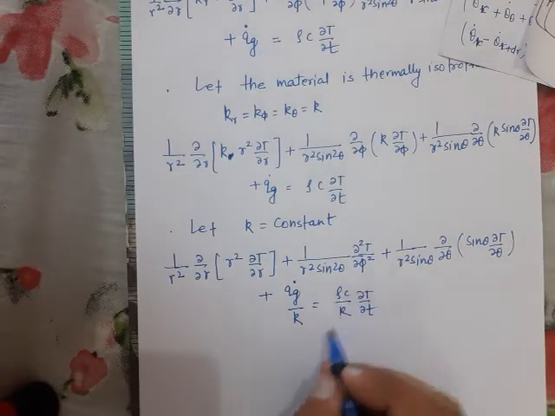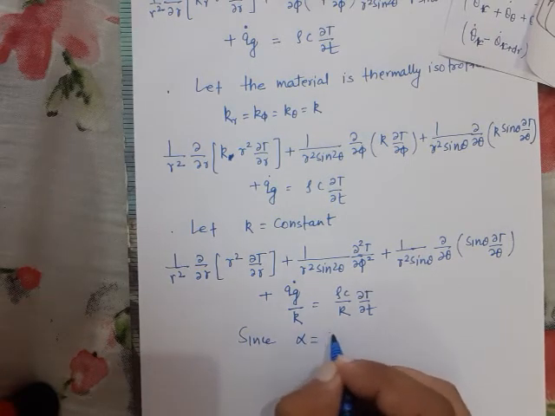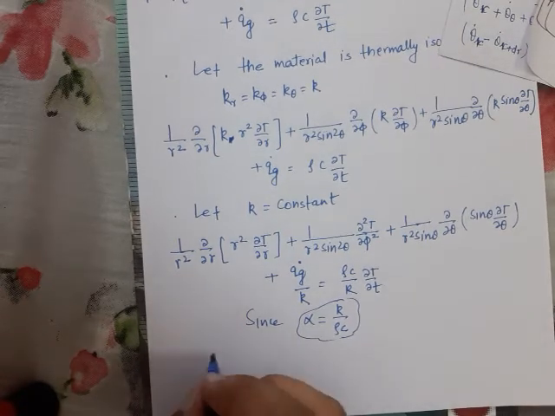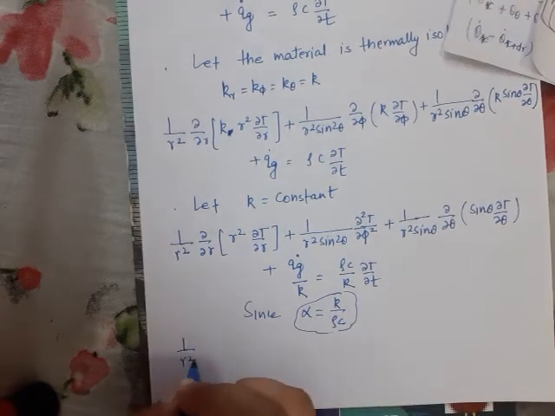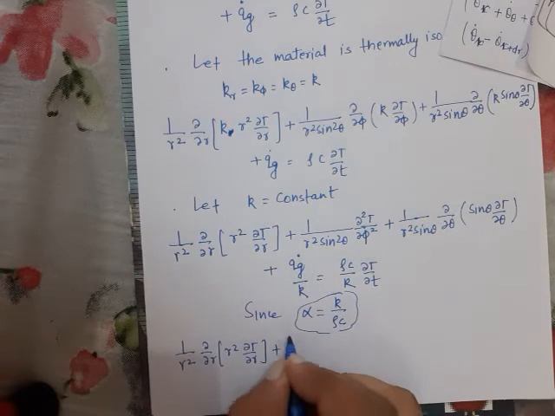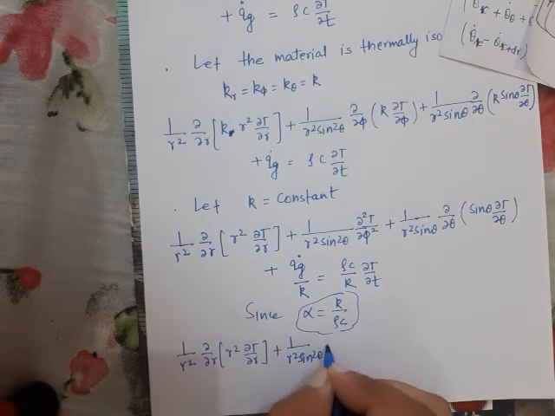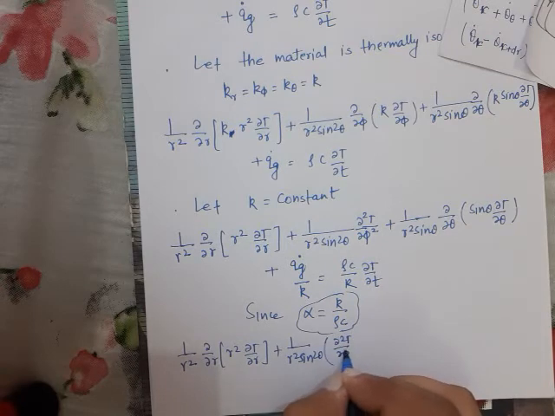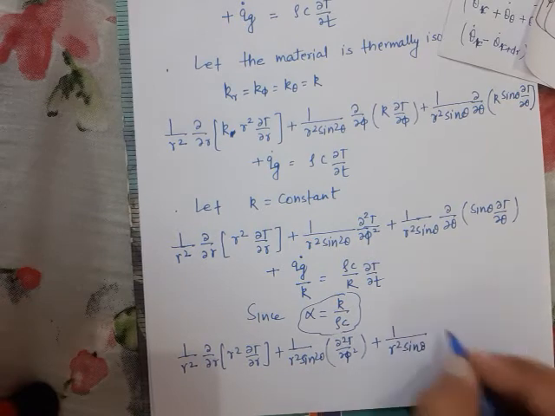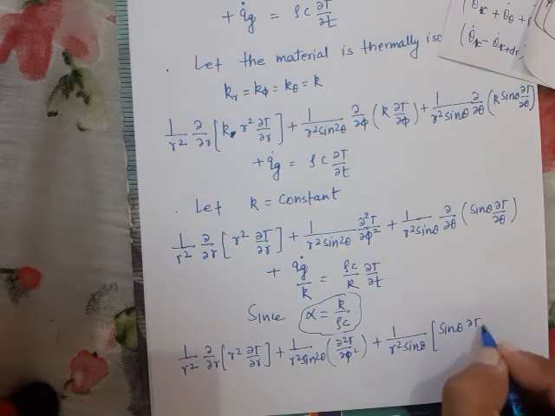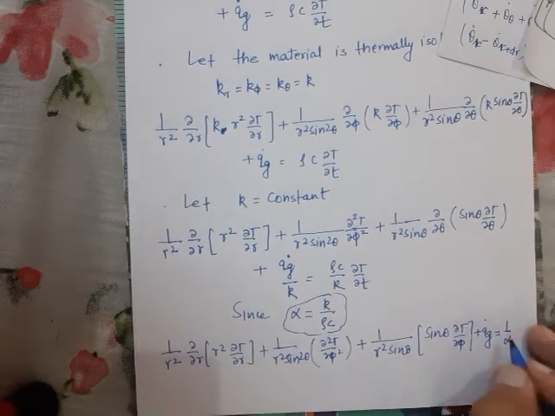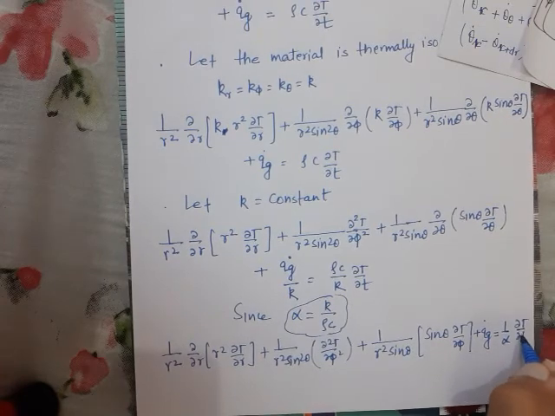Finally, this is the equation, and since the thermal diffusivity alpha is the ratio of thermal conductivity to the multiplication of rho and c, lastly the equation can be written as 1 upon r square del upon del r of r square del T upon del r, plus 1 upon r square sine square theta del square T upon del phi square, plus 1 upon r square sine theta del T upon del phi, plus q g is equal to 1 upon alpha del T upon del t.